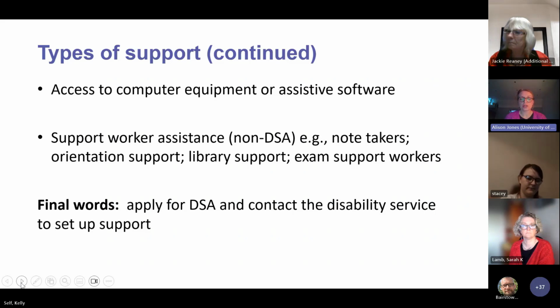So there were some types of note takers, some types of support worker assistance where, if there's a disability related reason for the student to have that support in place, that would need to be provided by the university if that support is available. So that's things like note takers, orientation support, library support, exam support workers, for example. So the message, as well as obviously applying for DSA, is also to have contact with the disability service to set up support. I think that's it from me.